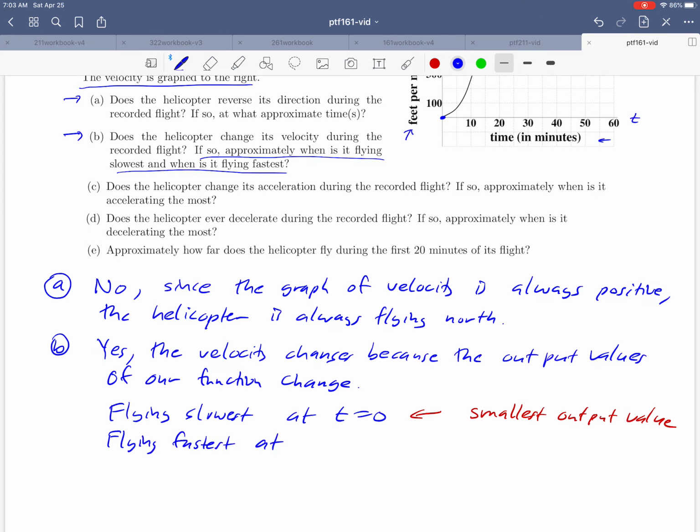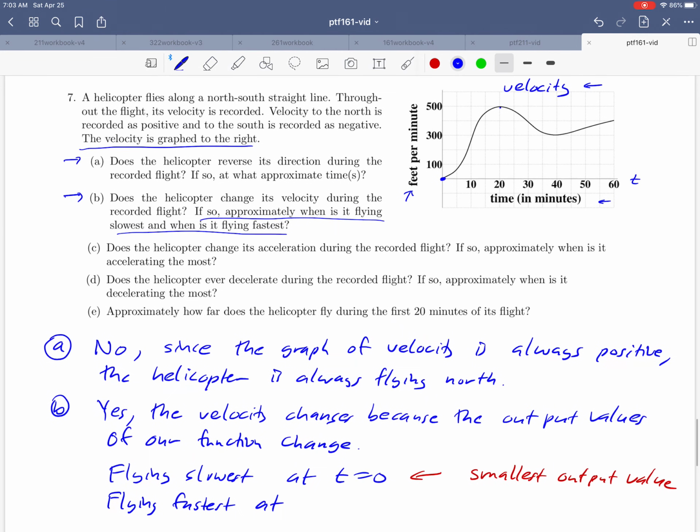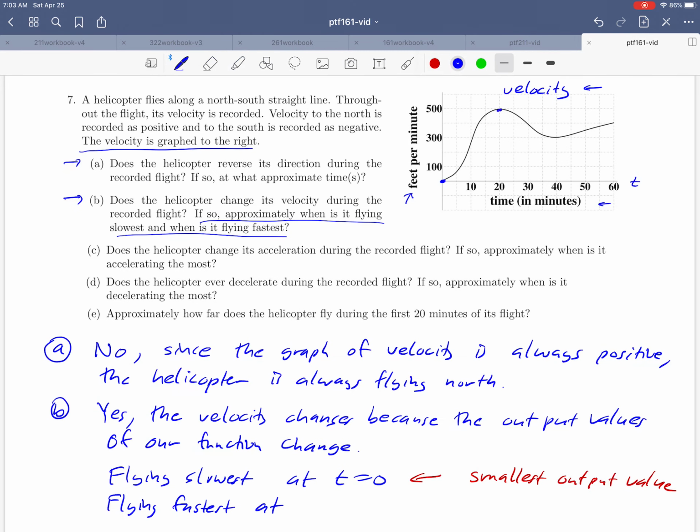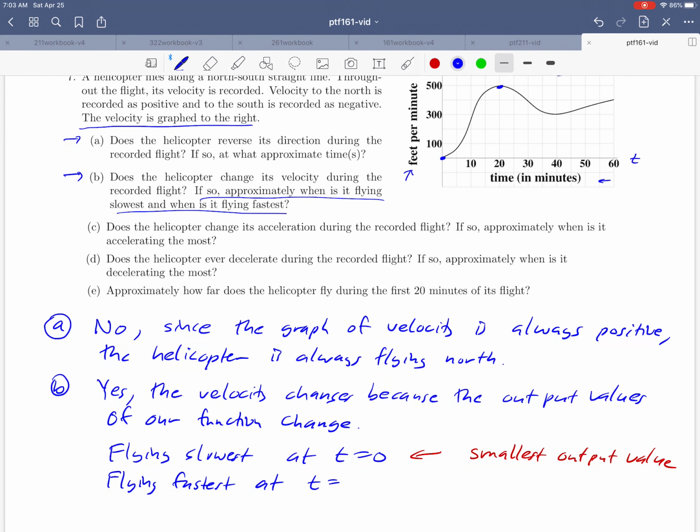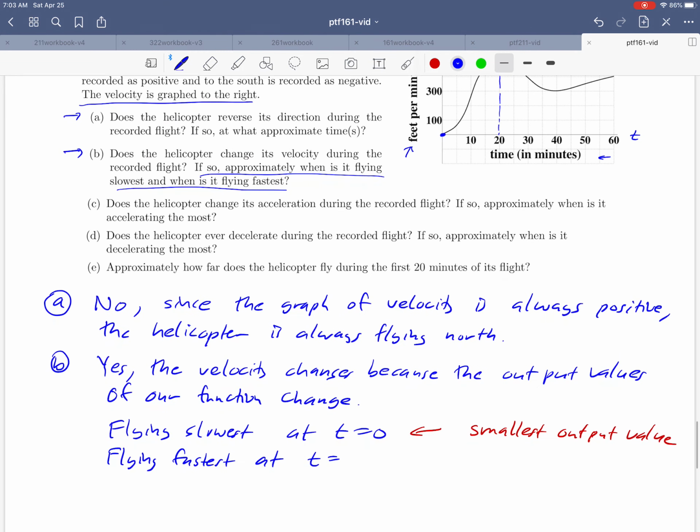Okay, well there we're looking for the biggest output value of the function, and you can see that the biggest output value is up here where we reach 500 feet per minute. Okay, and what time value is that? Well, looking at our graph, it looks like that happens at about 20 minutes, so t equals 20. Okay, and again, that was the largest output value. That's how we found that point.